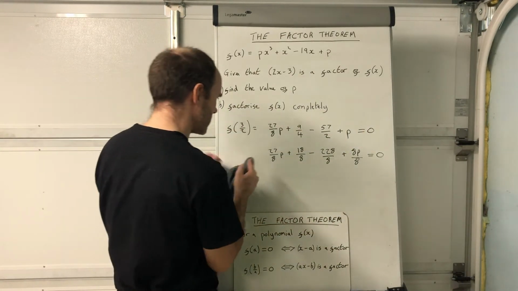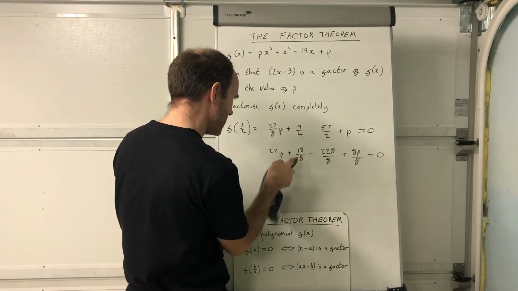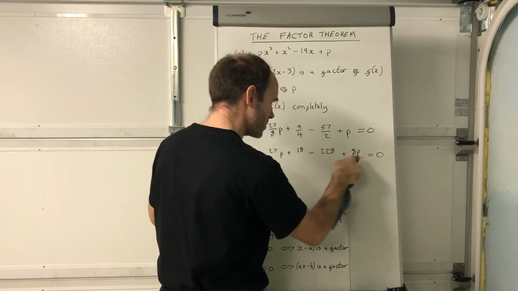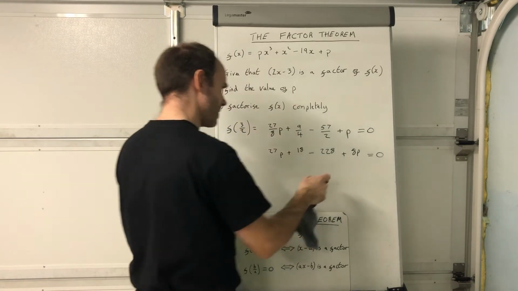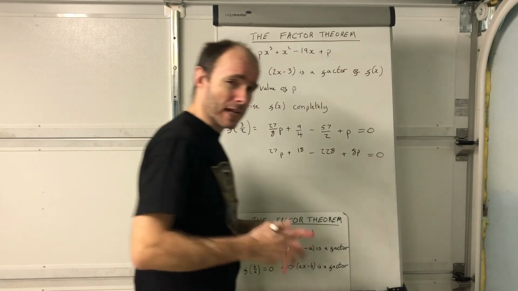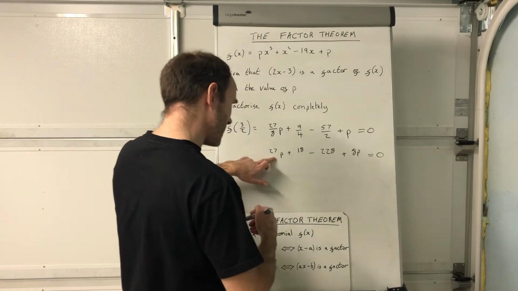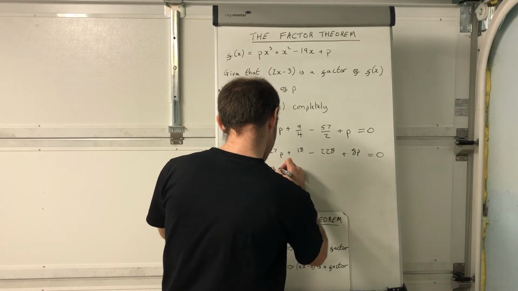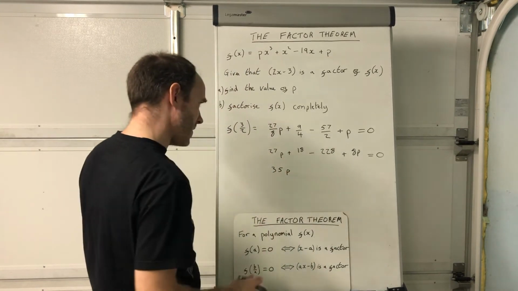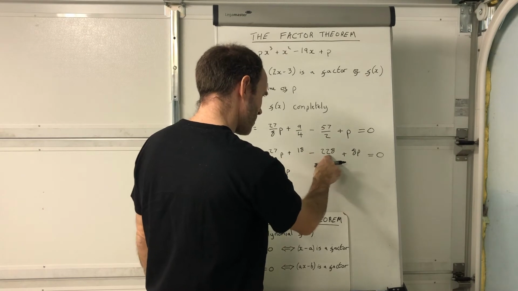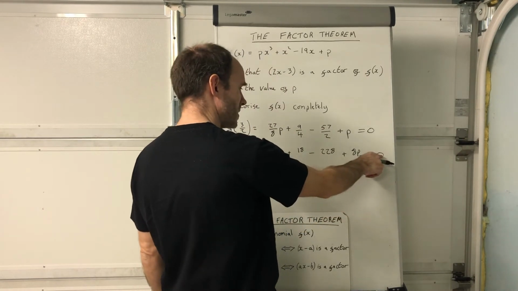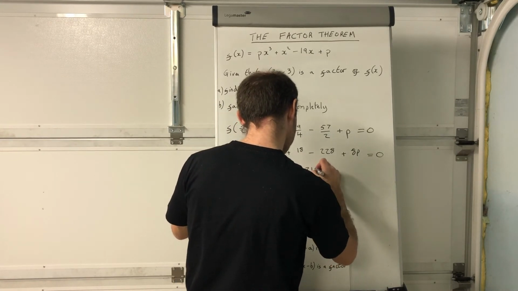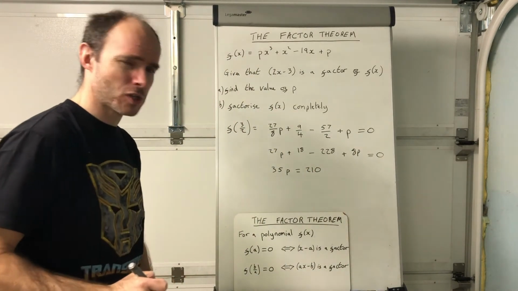What we're going to get, let me do it the quick way. So times this one by 8, we get 27p. Times this one by 8, we get 18. Times this by 8, we get negative 228. Times this by 8, we get 8p equals 0. So yeah, that's it. And then simplify, so 27p plus 8p, that's going to be 35p. And then 18 subtract 228. If we put it onto that side, that would be 228 subtract 18, so that would be 210. So 35p equals 210.